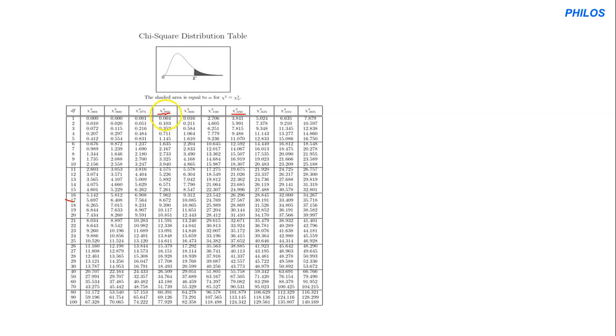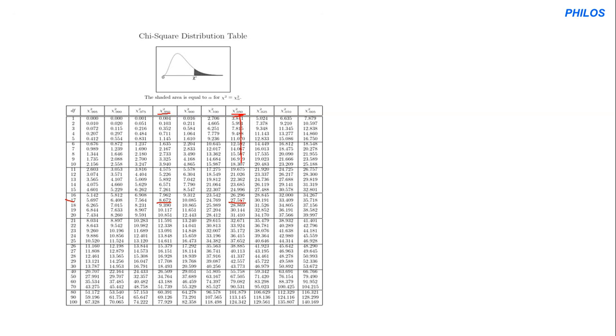So when you check 0.950 against the degree of freedom of 17, you get 8.672. And then when you check the area to the right against the degree of freedom of 17, you get 27.587. So that is the answer to this as well.